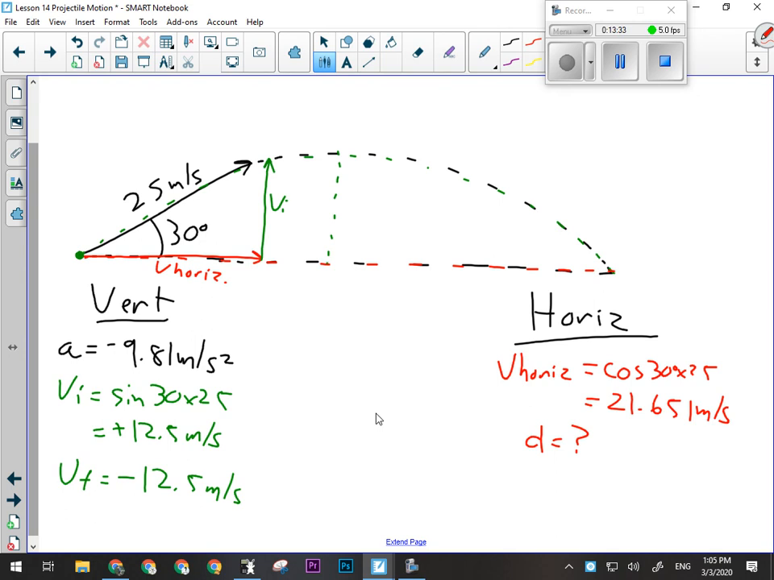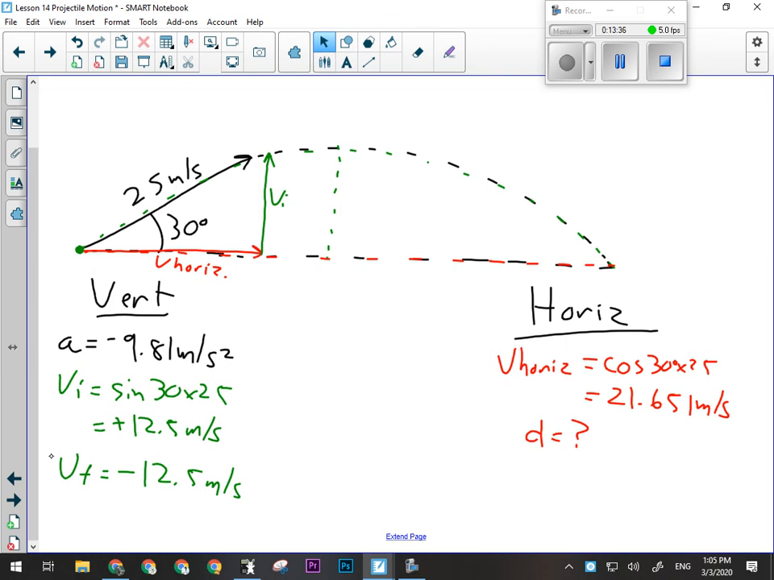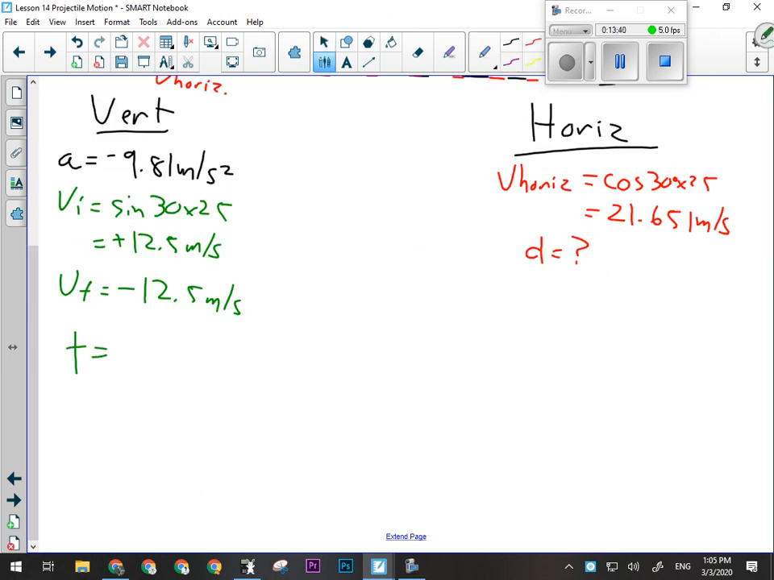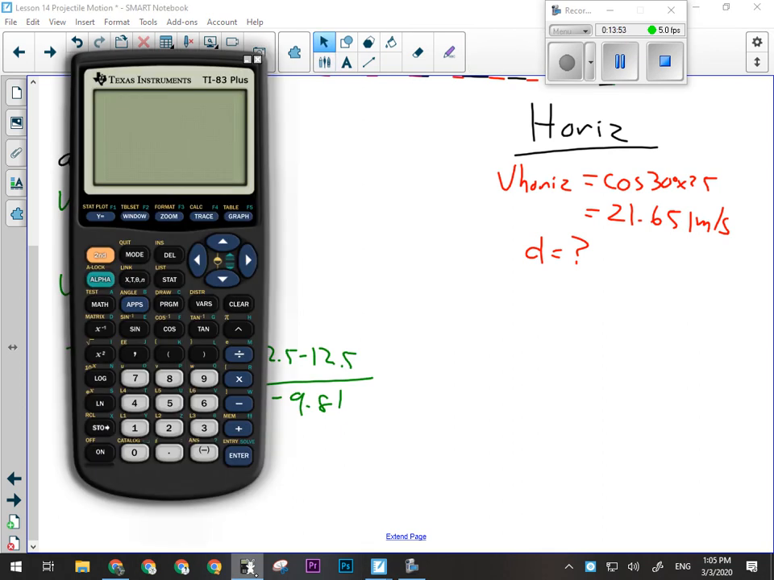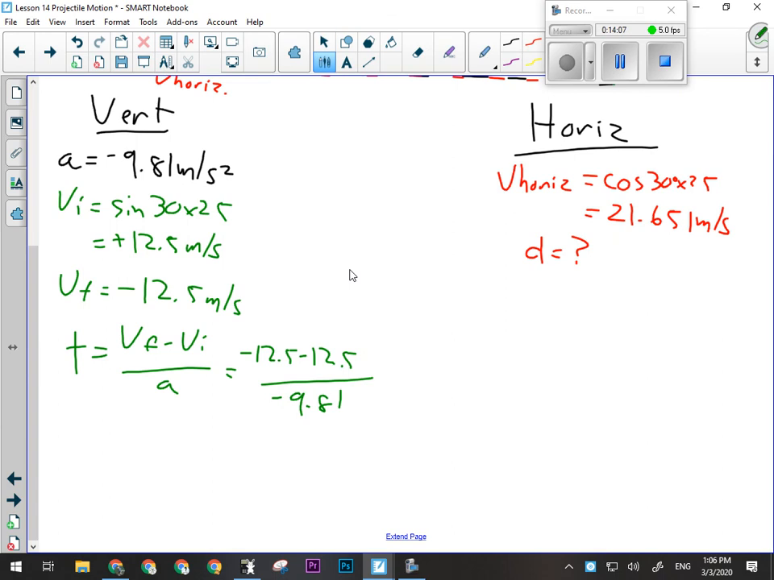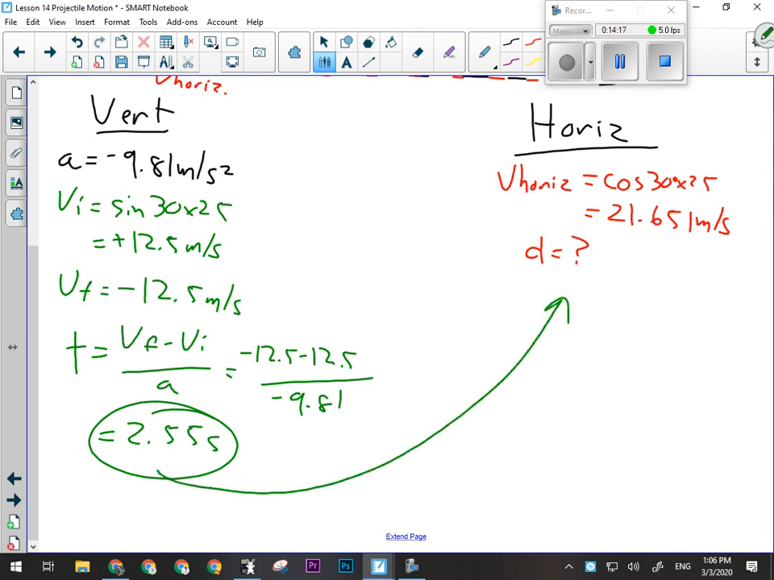Okay, so I can solve for the time using the vertical information and then bring it over to the horizontal part. So T will equal VF minus VI over A. So that'll be negative 12.5 minus 12.5 over negative 9.81. Okay, so that'll be negative 25 divided by negative 9.81. All right, so this thing is going to be in the air for 2.55 seconds. The entire 2.55 seconds, it is traveling horizontally at 21.651 meters per second.